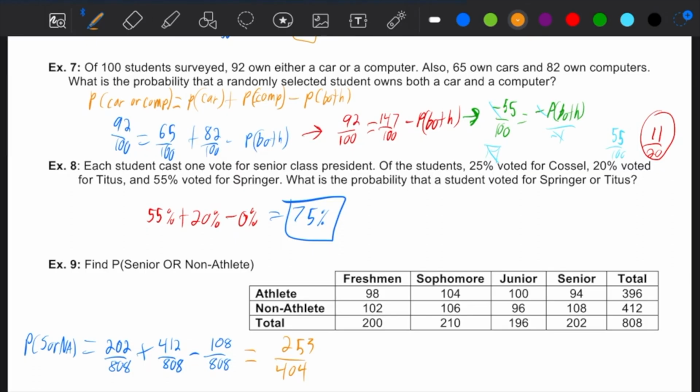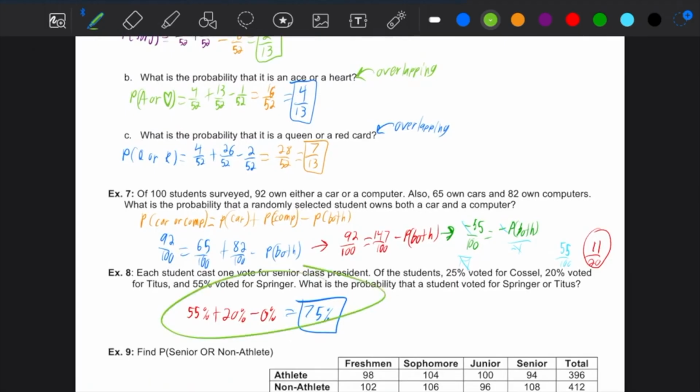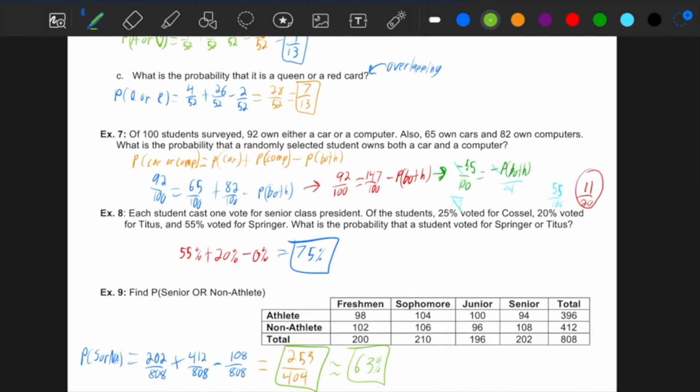So we follow the same pattern we do before. We take the seniors, and there's 202 out of 808 students. The non-athletes, 412, divided by the 808 total students, and subtract the overlap of 108 seniors that are non-athletes away from that. So then if you wanted to put this in a percentage, which you don't have to, but you could, it would be 63%. Once again, just like on the others, minus this one where it's given to us in percent, you could just leave it as a fraction.